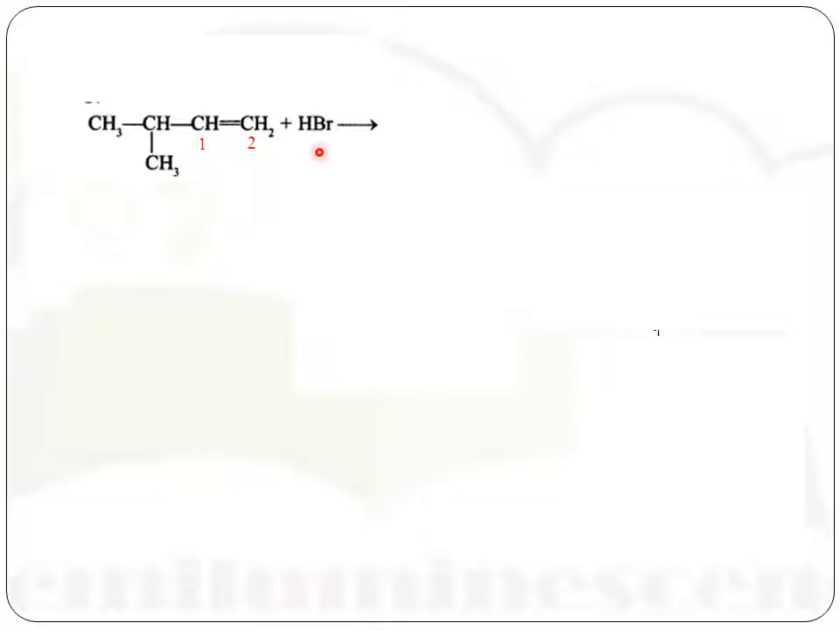This is a reaction of addition of HBr to an unsymmetrical alkene. This is the unsymmetrical alkene. If you put a perpendicular line across the double bond, we get two unequal parts, hence it is an unsymmetrical alkene. What do you think? According to Markovnikov's rule, which one is the major product?